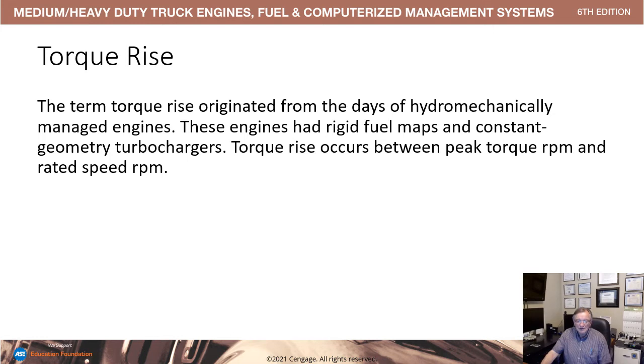Torque rise originated from the days of earlier hydromechanically managed engines. They had rigid fuel maps and constant geometry turbos. The torque rise occurs between peak torque RPM and rated speed RPM.